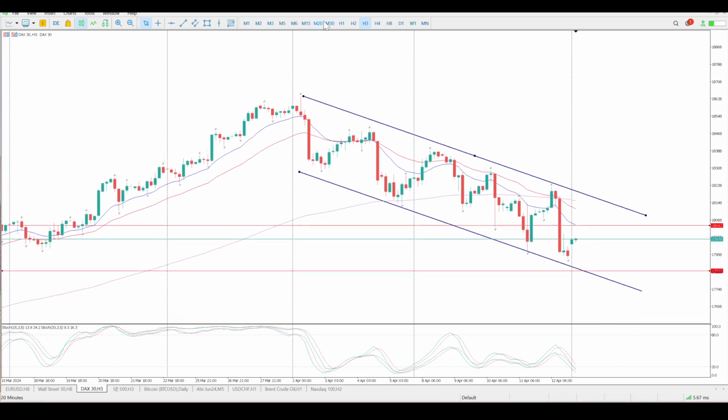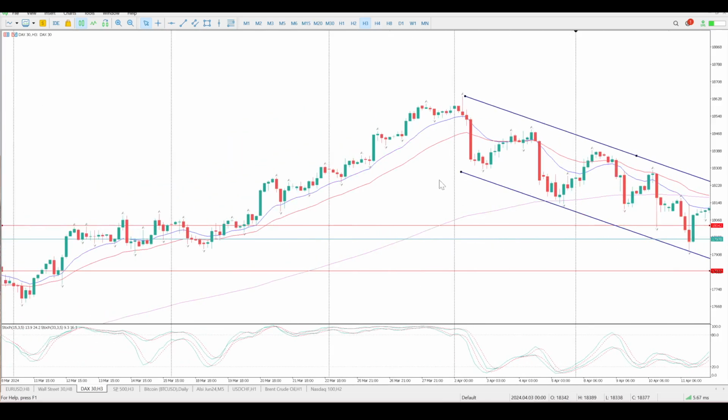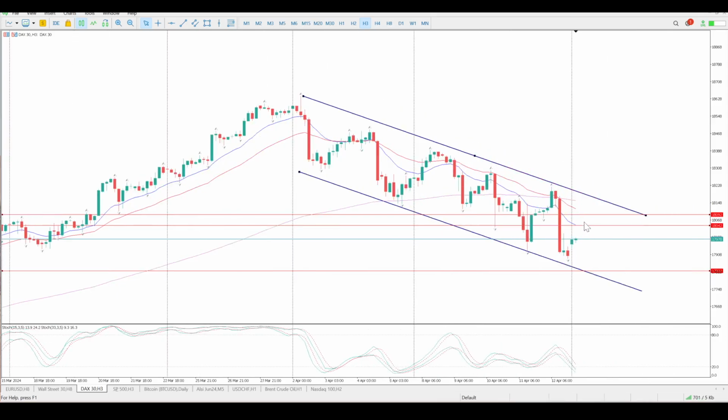From the 3-hour down, this is in a downtrend. So we're in a bear trend. We should be looking to sell. We're looking to sell off major levels of resistance. Now, there is a fairly strong zone here, and that zone is 18,042 to 18,090. That is the zone that I would be paying attention to, and we'll look at this on the lower time frames.